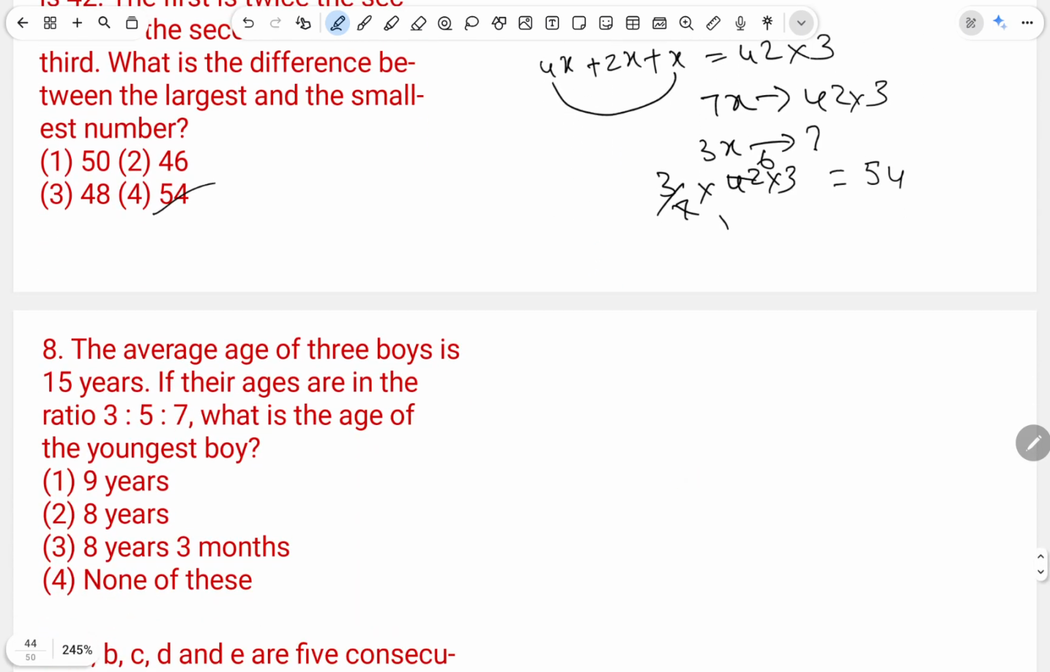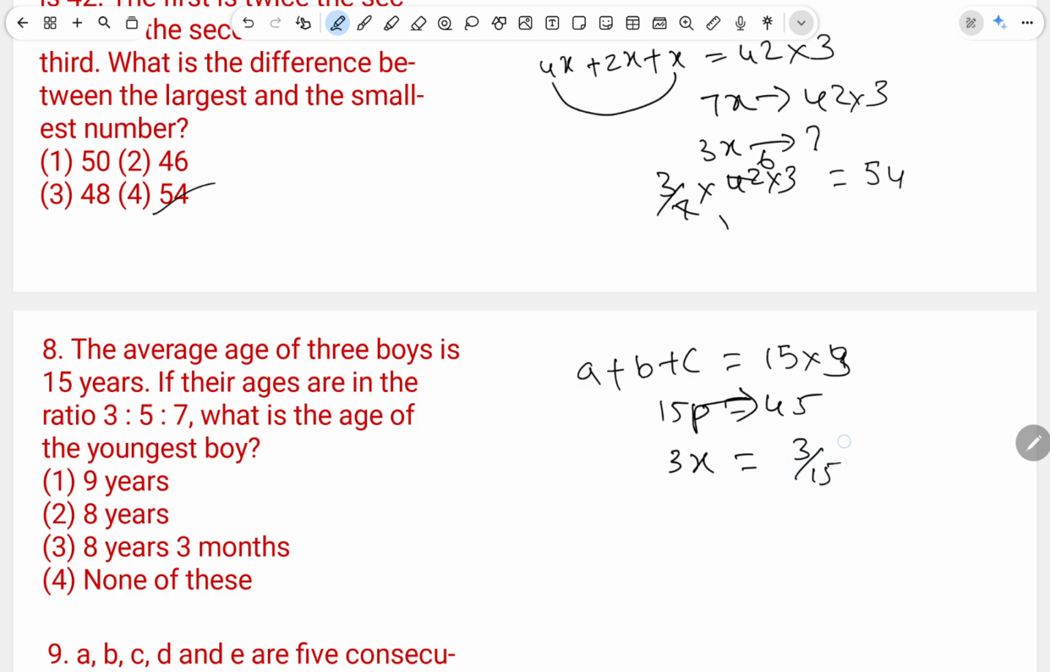The average age of 3 boys is 15. If their ages are in the ratio 3:5:7, what is the age of the youngest? Average age of 3 boys, A plus B plus C by 3 is 15. So 15 into 3, 45. The ratio is given 3:5:7. Age of the youngest. Total is 15 parts. Age is given 45. Youngest is 3x. 9 years. 3 by 15 into 45.